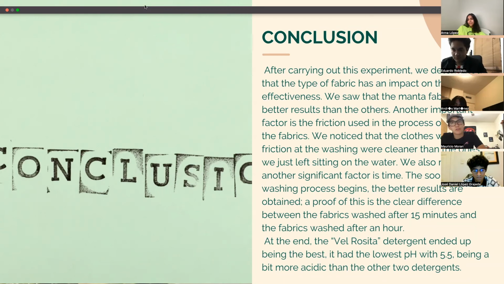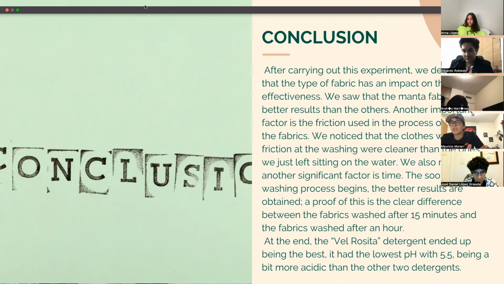And finally, our conclusion. After carrying out this experiment, we determined that the type of fabric has an impact on the cleaning effectiveness. We saw that the Manta fabric showed better results than the others. Another important factor is the friction used in the process of cleaning. We noticed that the clothes with added friction at the washing were cleaner than the ones we just left sitting in water. We also noticed that another significant factor is time. The sooner the washing process begins, the better results are obtained.